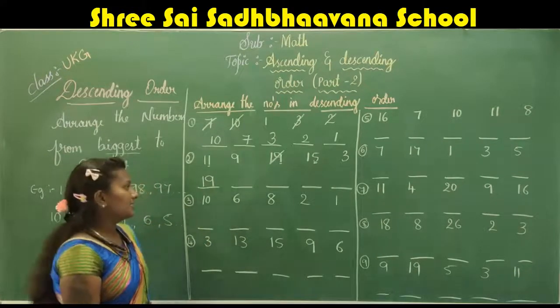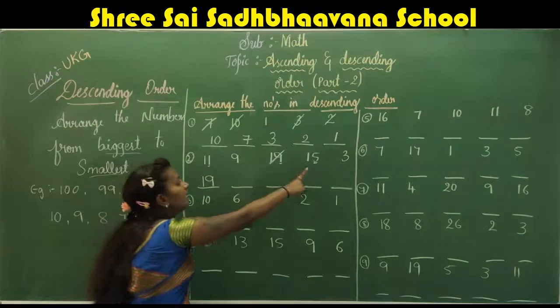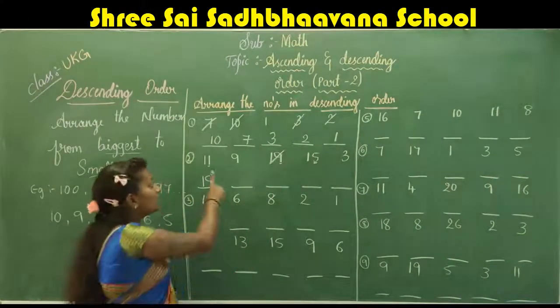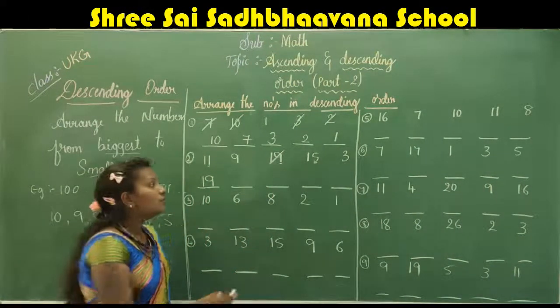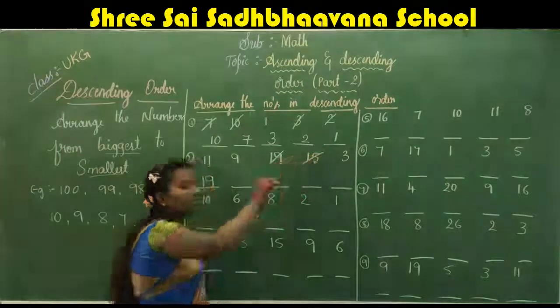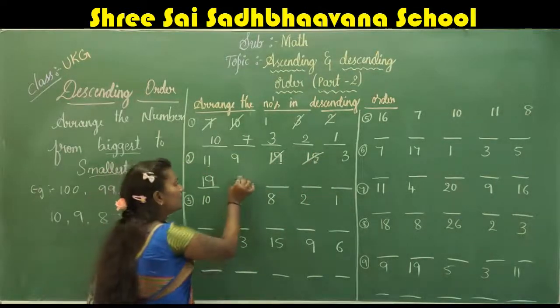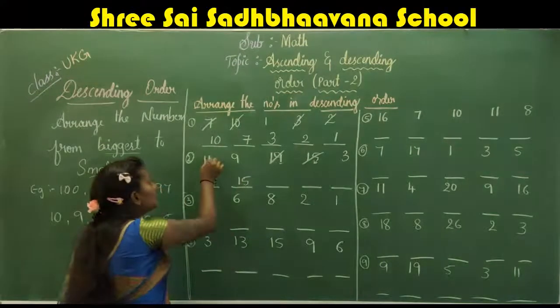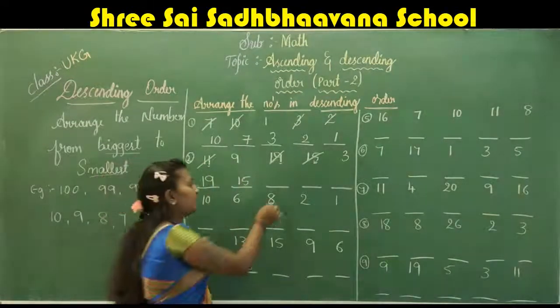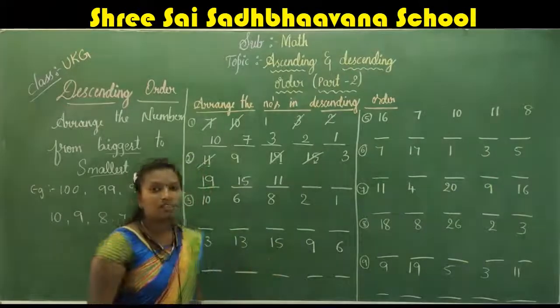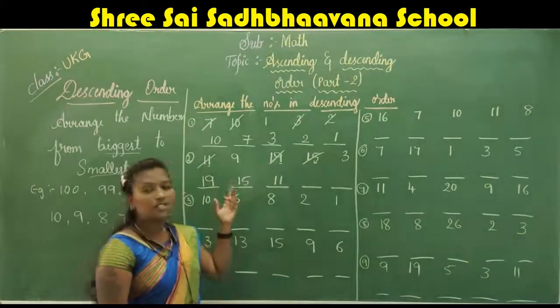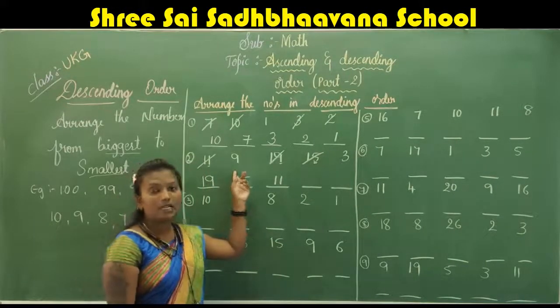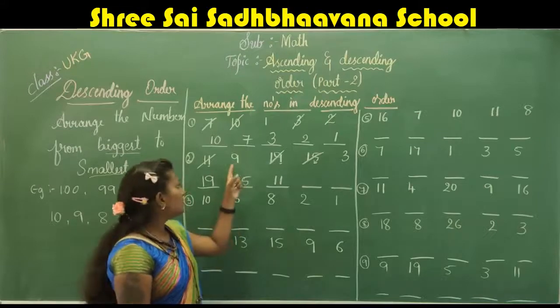Okay. Next. Number 11 and number 15. So 5 is bigger than number 1. So 15 is the biggest number. That number we have to write in the second place. And the last one, number 11, that one we have to write in the third place. Okay, 2-digit numbers finished. Now, let me think about single-digit numbers.